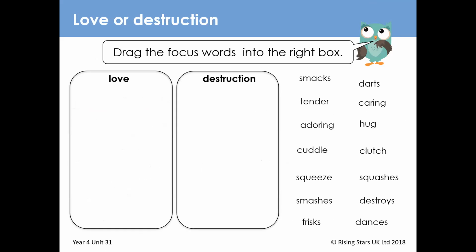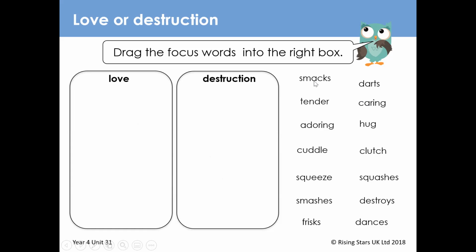Okay, so I would like you to draw a column on a piece of paper, and in one half write the word love, and in the other half write the word destruction. So destruction means to destroy something. So we're kind of looking at the opposite. So something that is loving and positive, or you're destroying something. And then on the side are some focus words and the synonyms. And I would like you to think about what side these words would go under.